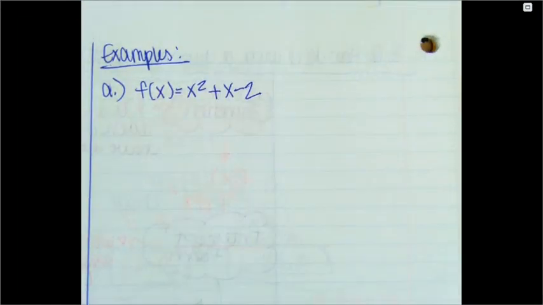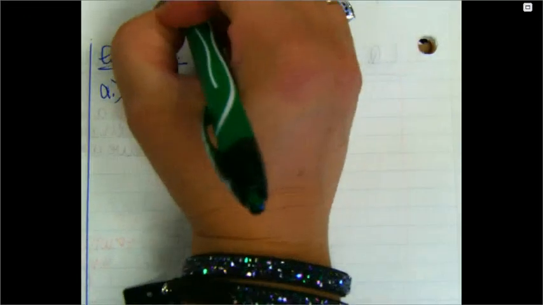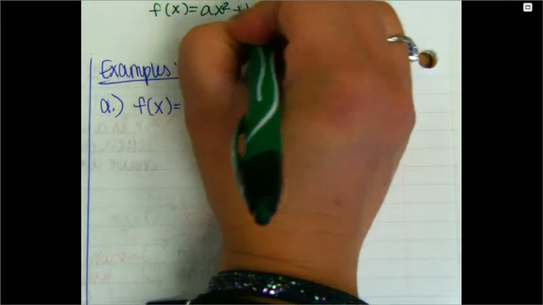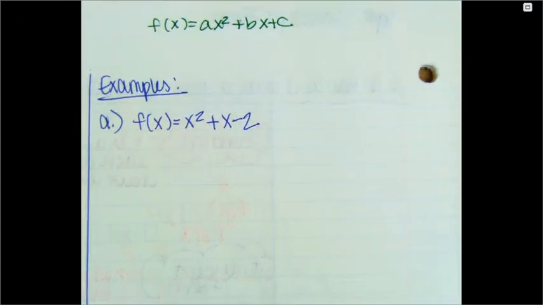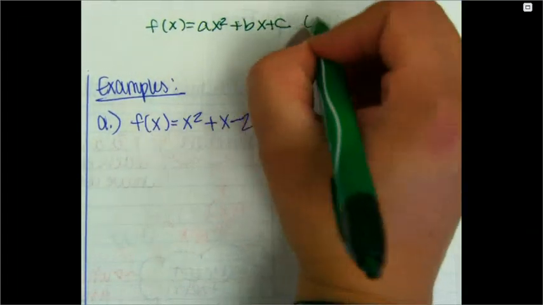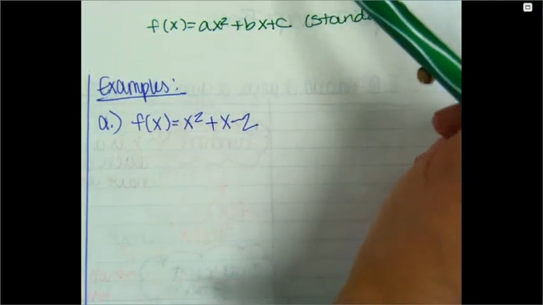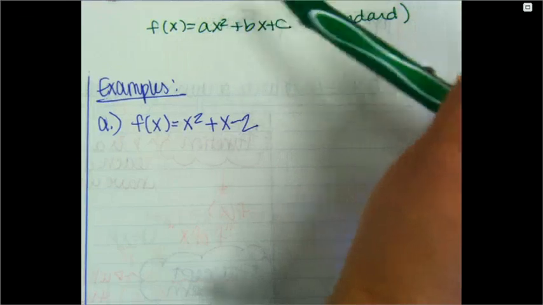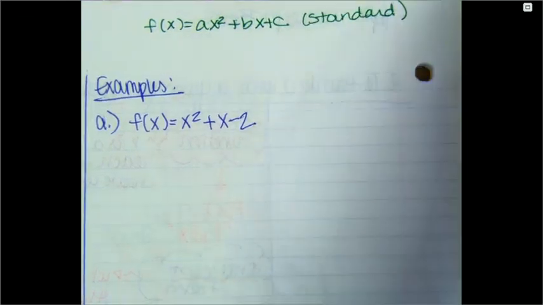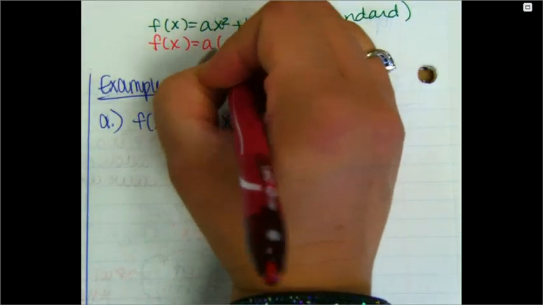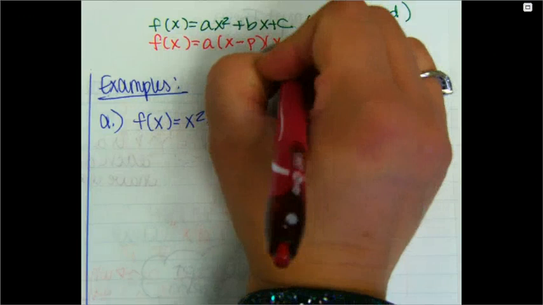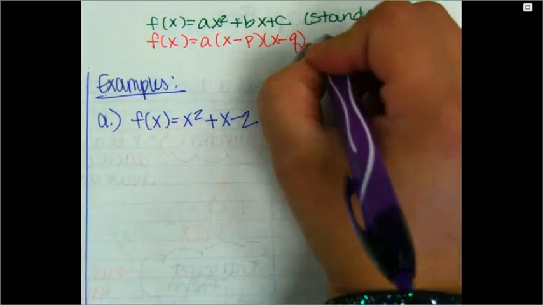All right, f of x equals x squared plus x minus 2. Let's go to the top really quick. We were given f of x equals ax squared plus bx plus c. This is called standard form. Didn't we talk about this before we factored? In the very beginning, we said it had to be in standard form. If I want to go from standard form to f of x equals a times x minus p times x minus q, which is intercept form.